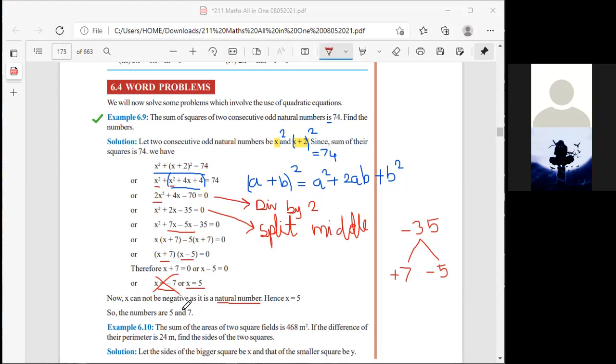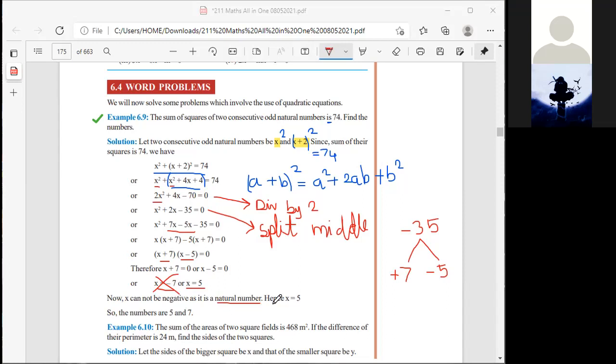Okay, x cannot be negative as it is a natural number. Hence, x we will take as 5. And the next odd number after 5, what is it going to be? Can I say 7? So the two numbers are 5 and 7. Do you understand how I do this sum? Yes, Barira? Yes. Okay. Can we go ahead?